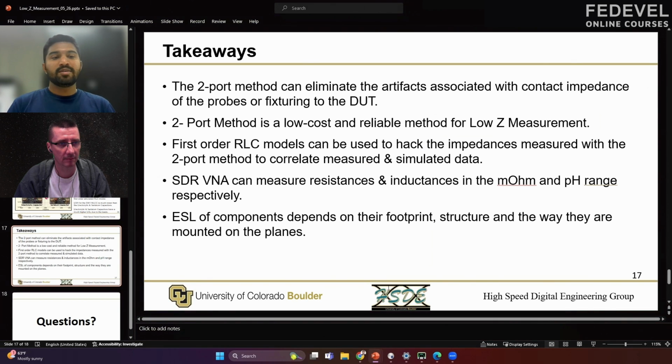And we had some key takeaways. We learned that the footprint, the type of the structure, whether it's leaded or surface mount, and the way we have the via positions, matters a lot in determining the ESL for those components, the equivalent series inductance, which dominates the impedance at higher frequencies. So that is all for today.